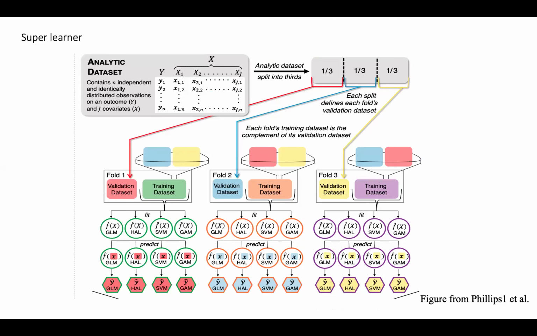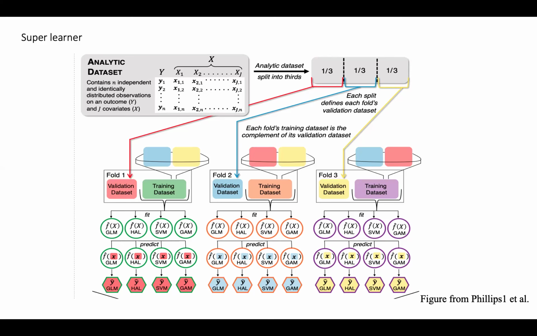So how does it work? Let's assume we're going to do threefold cross-validation in this case. And so we're going to split the data into three disjoint subsets. And those are going to be your folds. Each time we're going to be training on two of the folds and predicting on the third fold that we leave out.